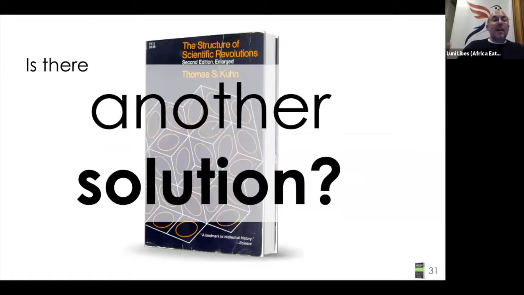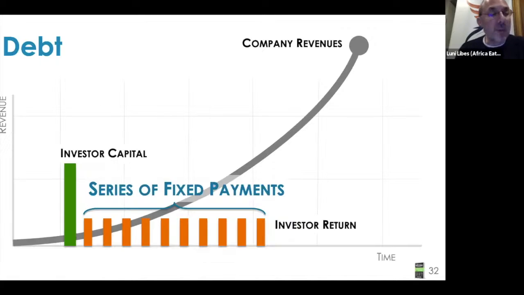All right, so that's the background on what paradigm we're stuck in. And the question is, is there another way out? Is there another solution? Is there anything this book can tell us? Well, before we go there, we've got to look at the elephant in the room, which is debt.